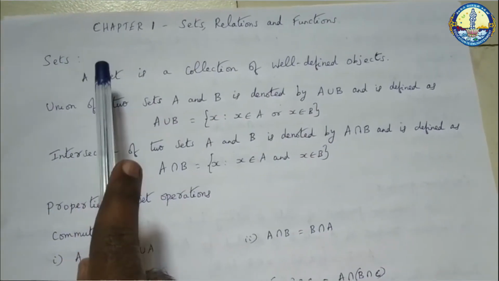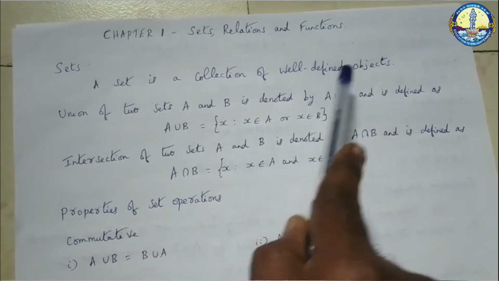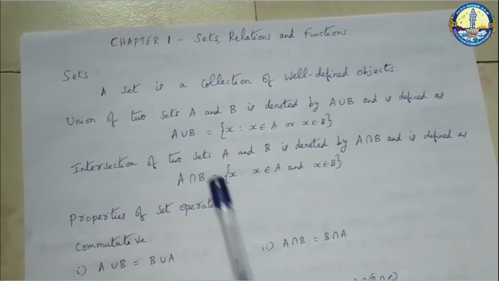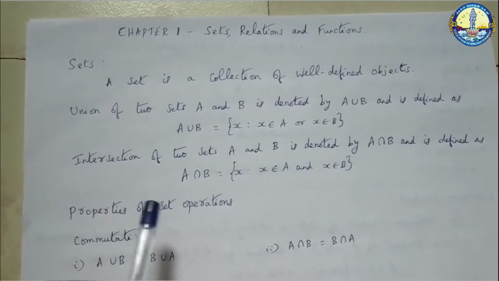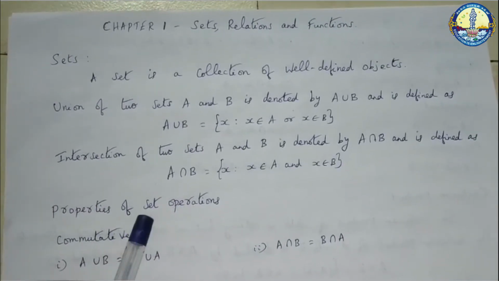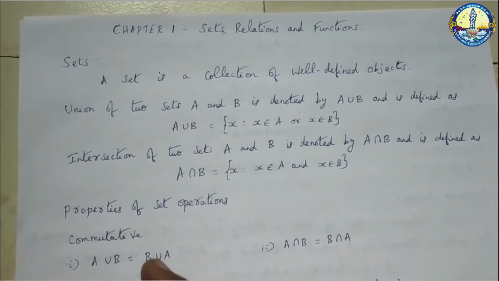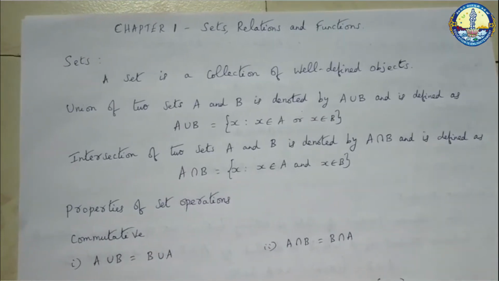So what is a set? A set is a collection of well-defined objects. What does it mean by well-defined? Well-defined means the objects must be well-defined.